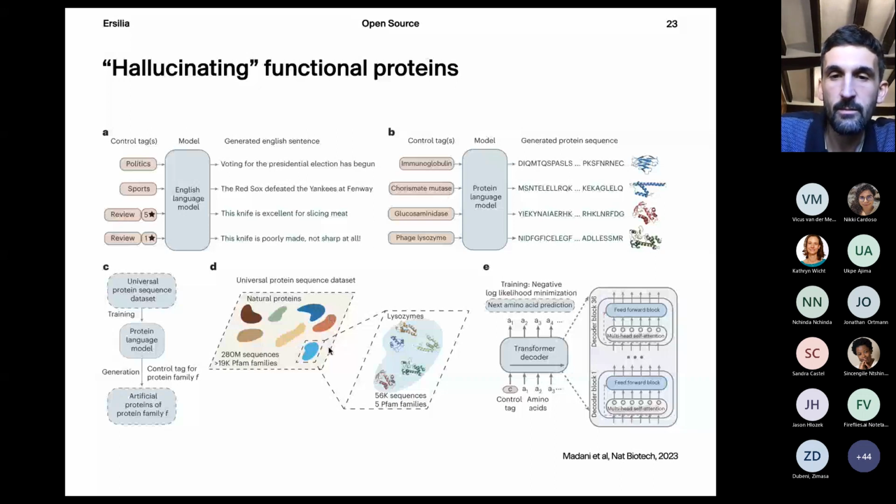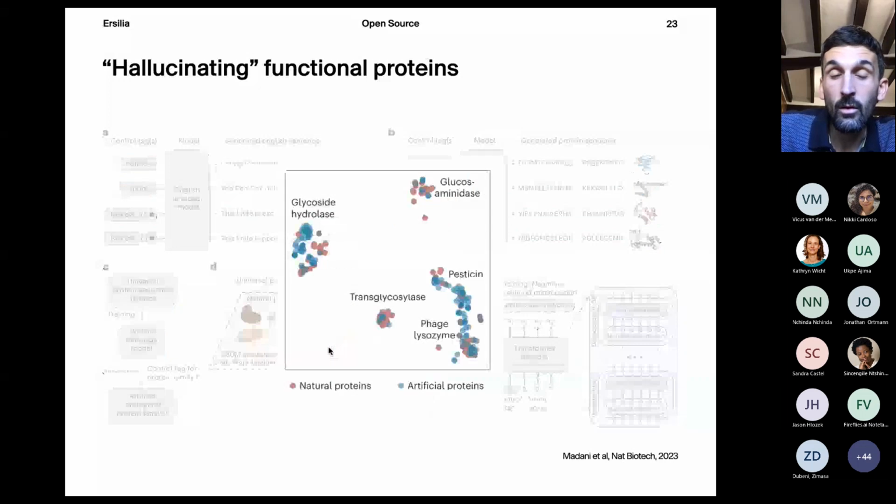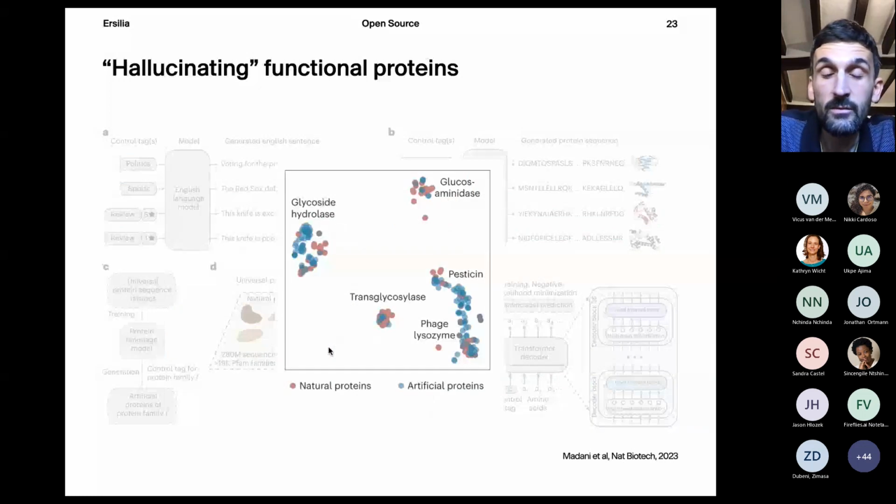The idea is that they provide a tool where you can actually ask for a function, and the model is going to hopefully predict proteins, enzymes for instance, that will be able to fulfill that function. And here they are showing this, for instance, for antibacterial peptides that can be useful, right? Pesticins, phage lysozymes, glucosaminases, etc. In red, you can see natural proteins, so proteins that really exist, and in blue, you can see artificial proteins, so proteins that the machine has invented.